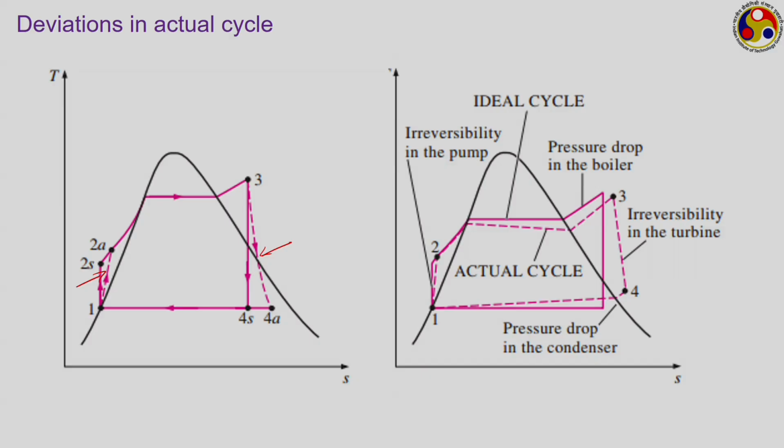Because of the pressure losses, the pressure at the entry of the boiler and the exit of the boiler may not be the same. Similarly, the pressure at the exit of the condenser may be much lower than at the entry to the condenser. So, in a real cycle we have to be careful about these deviations also.